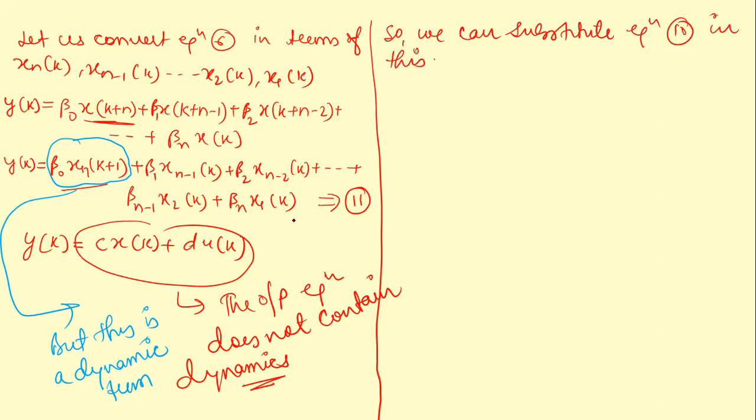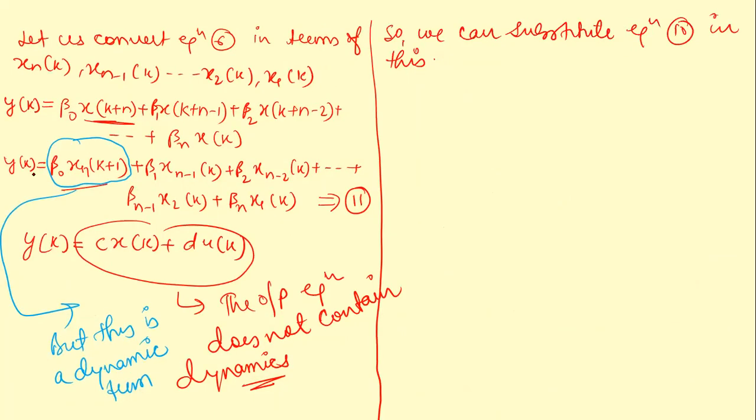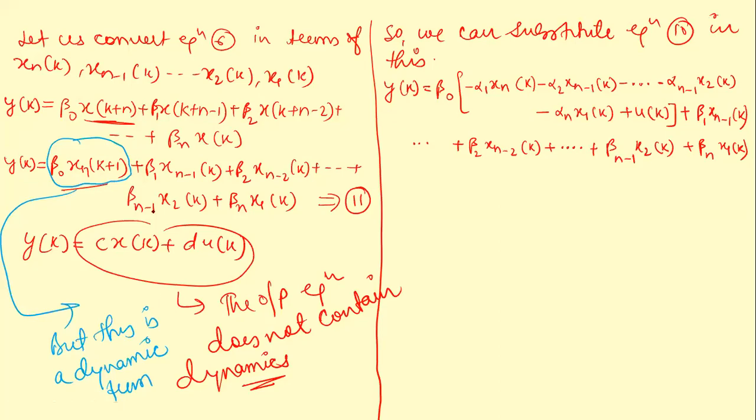So what is equation 10? You can see here, equation 10 is xn k plus 1. So we'll replace xn k plus 1 with the given equation. If we substitute, we'll get the following result. By substituting xn k plus 1 in equation 11 from equation 10, we get this particular form, right? Now we can simplify this form further by multiplying beta naught with every element.